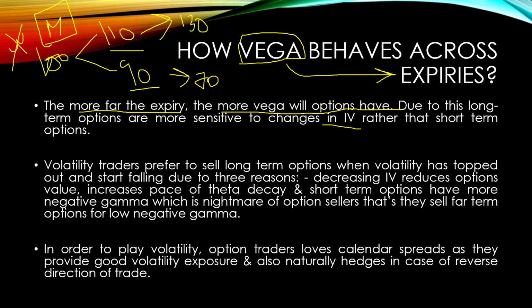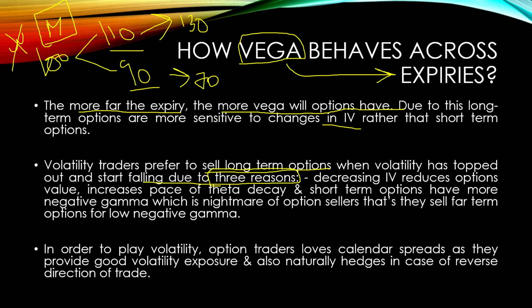If you just apply a little bit of common sense, then you can easily grasp this concept. The farther the expiry, the more Vega options have, and the shorter the expiry, the less Vega options have. So that's why volatility traders prefer to sell long-term options when volatility has topped out and starts falling, due to 3 reasons.